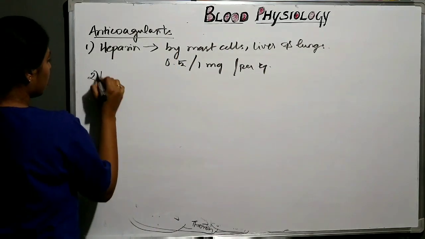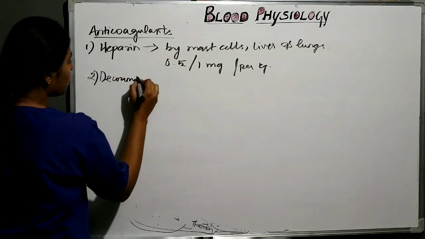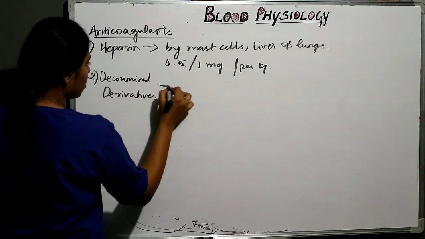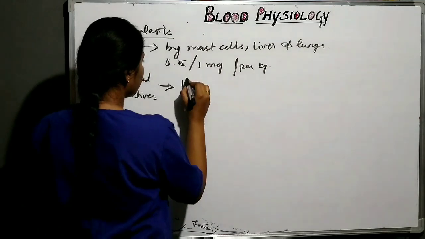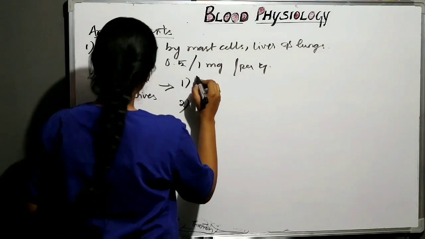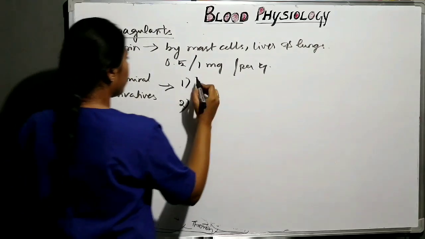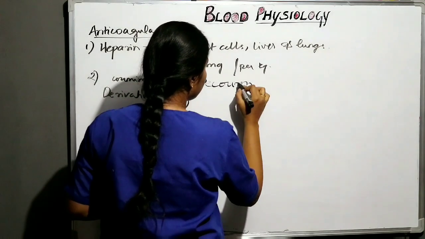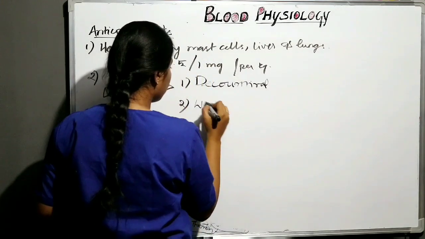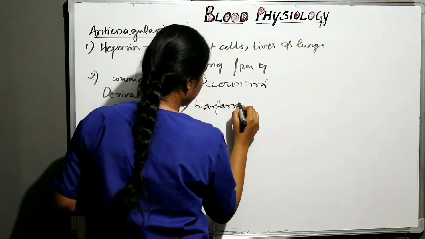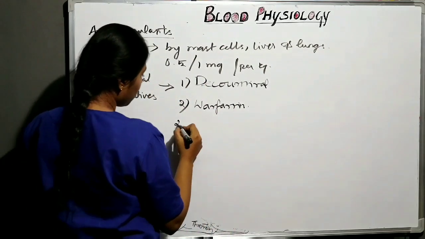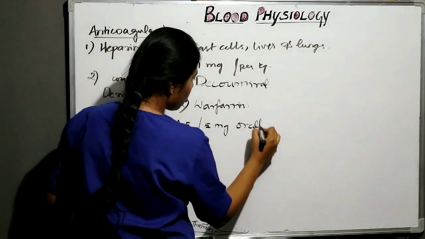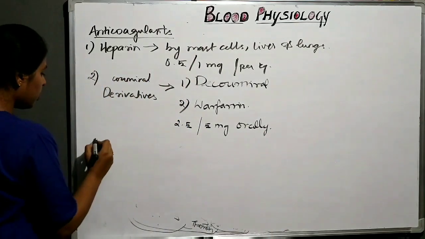Then second one, dicoumarol derivatives. First one, there are two. First one, this is coumarol derivatives. Then the drugs are dicoumarol and warfarin. It is 2.5 to 5 milligram orally.